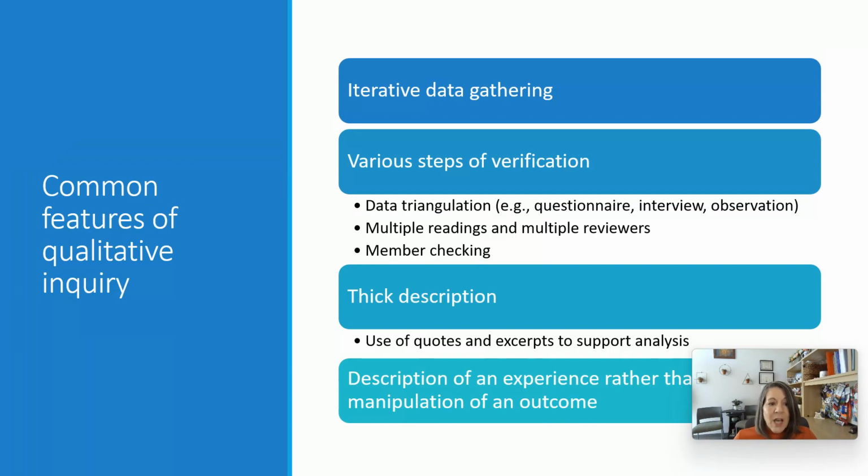Let's talk about some common features of all of those types of qualitative research, that go throughout any one of these traditions. They each have their own process for data collection and data analysis, but here's some of the things they have in common. They have what's called iterative data gathering. In other words, back and forth. They don't just go collect their data one time and then analyze it. They go back and forth between the data gathering and the data analyzing process.